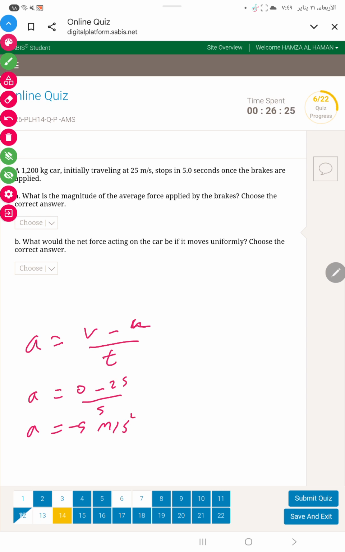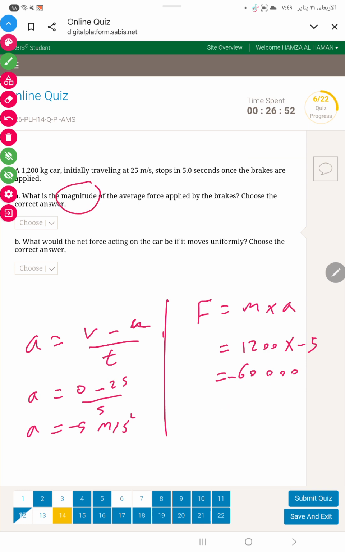What's the magnitude of the average force? Average force is equal to mass times acceleration. So the mass is 1200 kilograms. Acceleration is negative 5. So if you multiply it, you get negative 6,000... negative 60,000. But since we want the magnitude, the answer will be just 60,000.